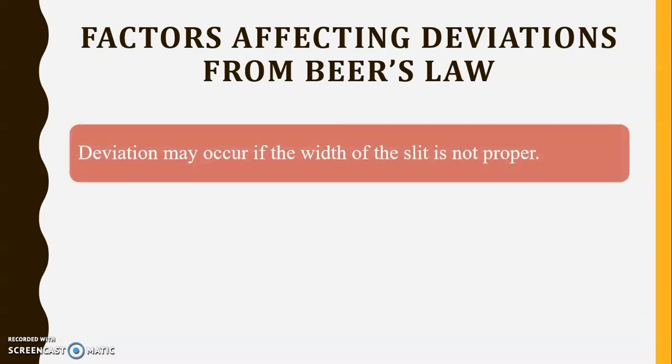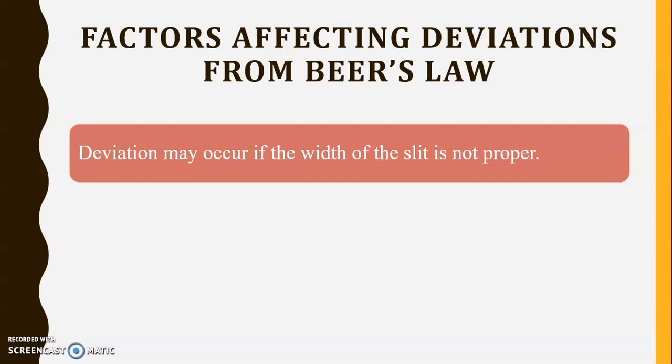Further, the next deviation may occur if the width of the slit is not proper. Now, in instrumentation one part used is a slit, which has a certain keyhole in the middle, and whatever radiations there are pass through this slit, which is very narrow. If the width of this slit is more, then more radiation will pass through that particular slit, which leads to interference in the absorbance.